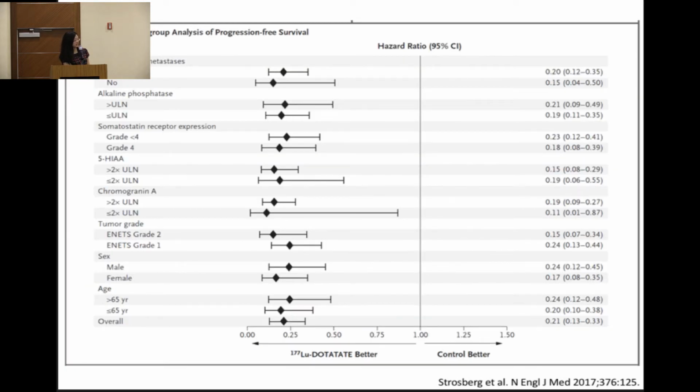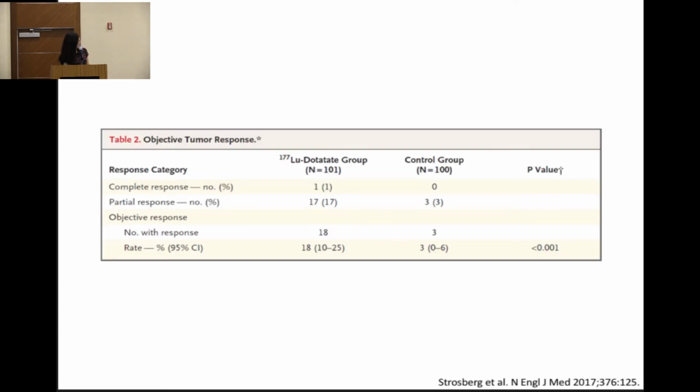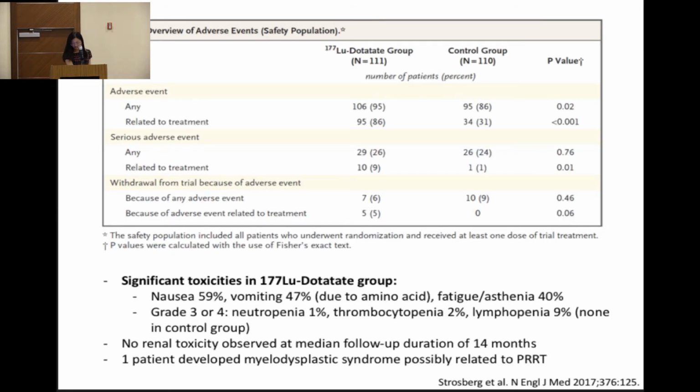And this is again showing that PRRT has benefit in all the subgroups of patients, regardless of the grade of the tumor and the tumor characteristics and the age. There was overall an 18% response compared to 3% in the control arm, so quite superior. In terms of toxicities, nausea, vomiting listed here. Actually, the vomiting seems to be related to the actual IV amino acid infusion rather than the actual treatment.